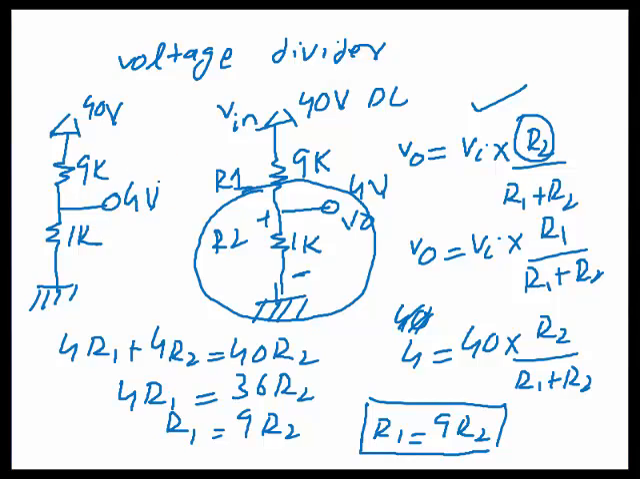So we can measure this 4 volt with the help of a microcontroller, or we can connect this to the input of the ADC of our microcontroller. This is the simplest method which is used in many electronic circuits to measure high voltages.